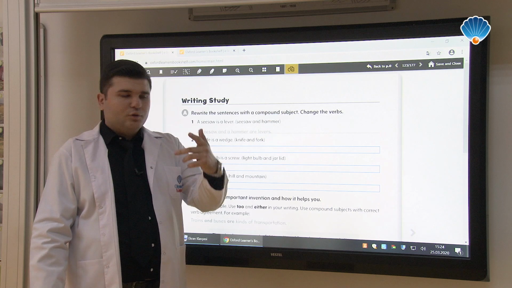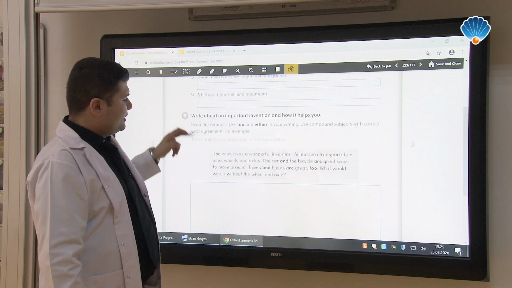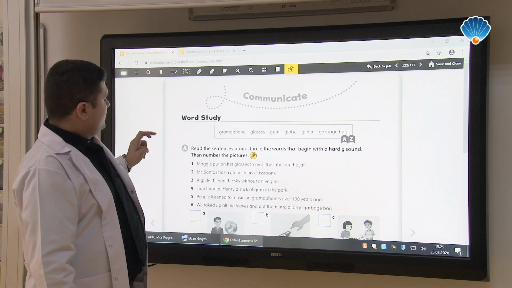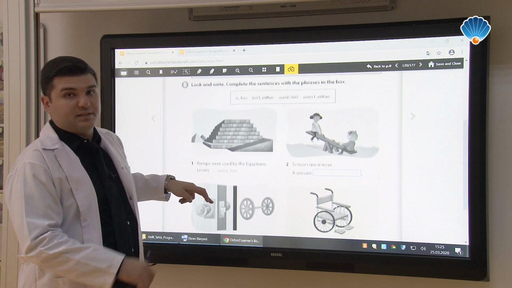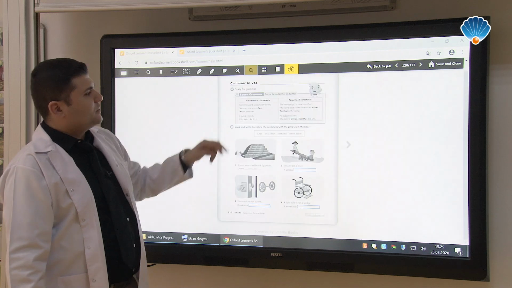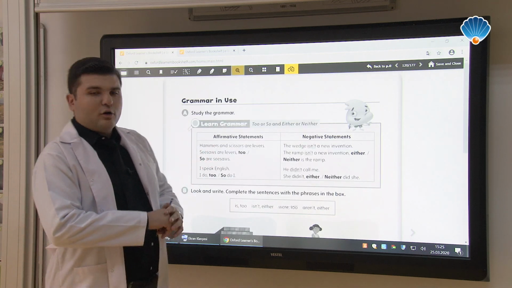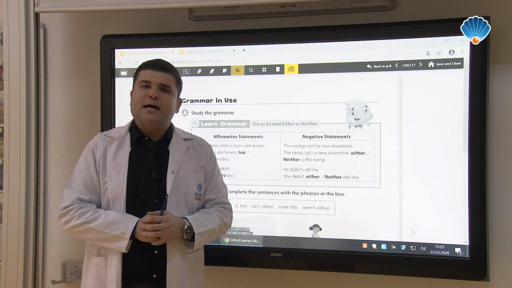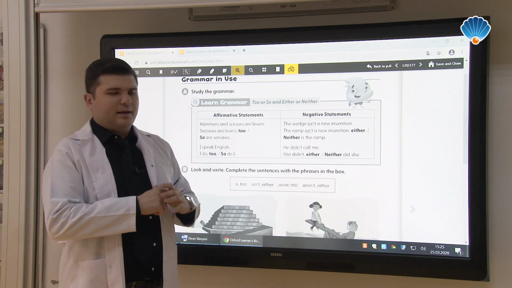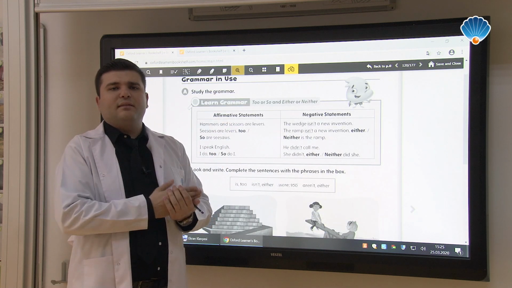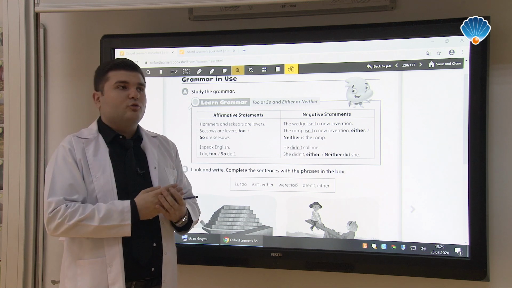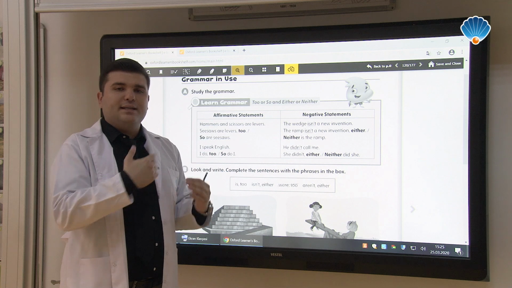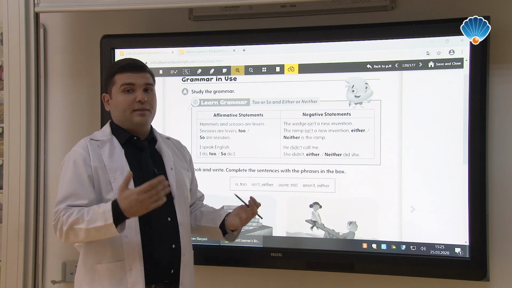So I want you to open page 120, okay? So open page 120. So before we actually go on with the examples, we have a kind of summary here. I mean, what did we learn for the grammar part? Because I want you to make sure that you know all of these things and the difference between them, okay?